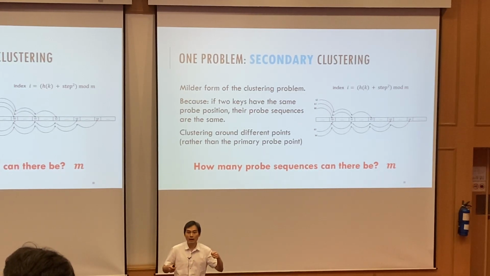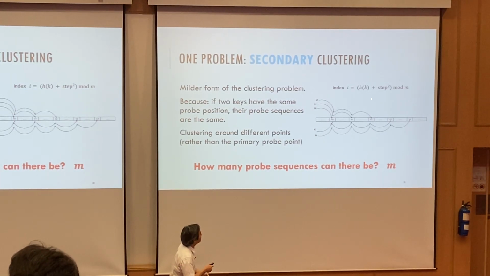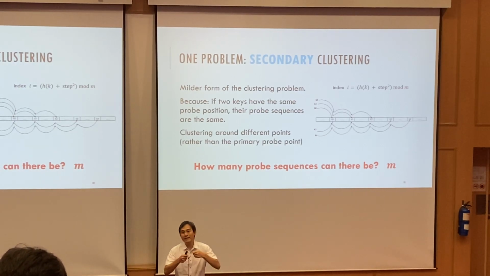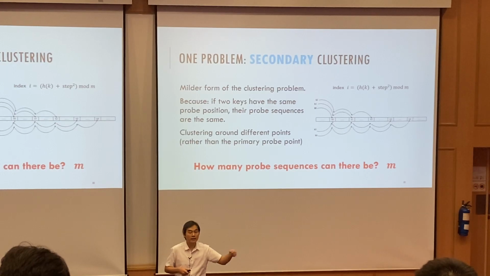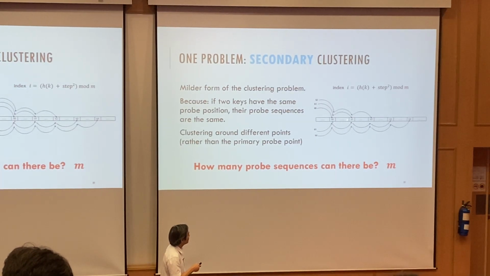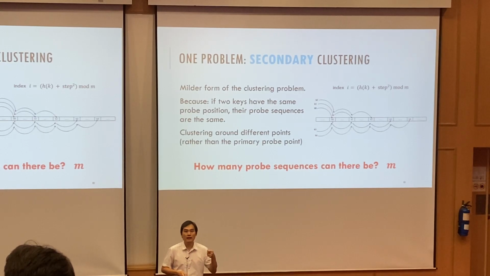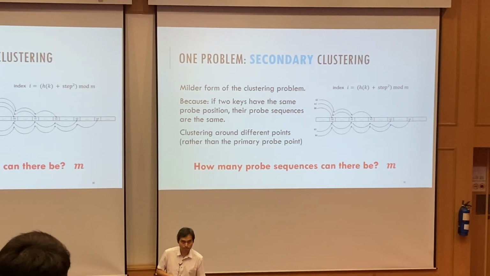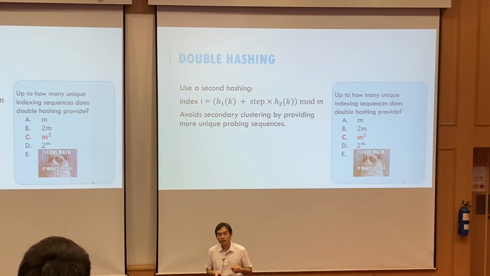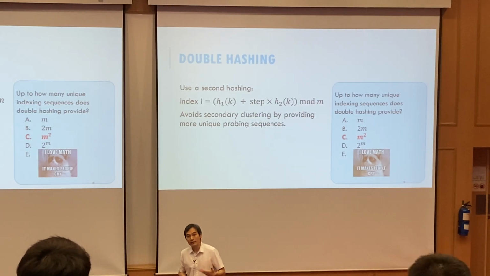Right? Every 2 keys that map to the same initial base address will have the exact same sequence, right? So if you map here, for example, you're going to jump here. If this is empty, then you're going to fill up this spot. So you can imagine that it will start growing as you put more and more keys into the hash table. Okay. All right. So a way around that was to try double hashing.